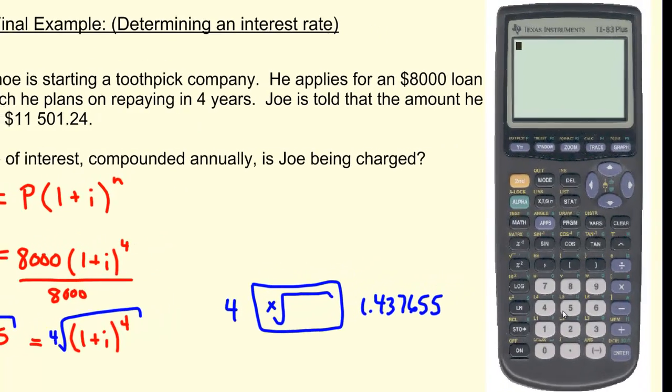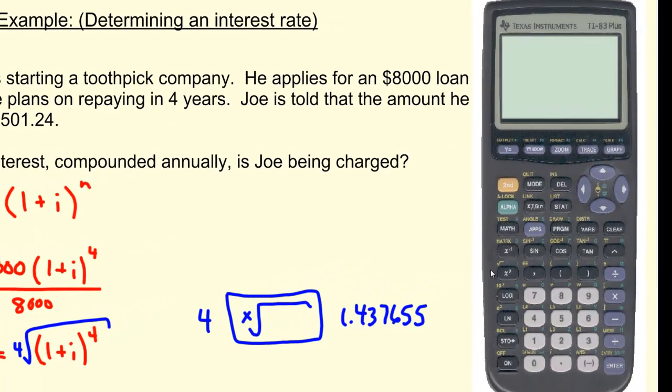On our graphing calculator, the button isn't directly on the calculator, but I'll just type 4, and then we go into the little math button here, and you'll see down option 5 is that X and then the radical sign. So that's the button we're going to use, and then 1.437655. So we end up with 1.09499886667.